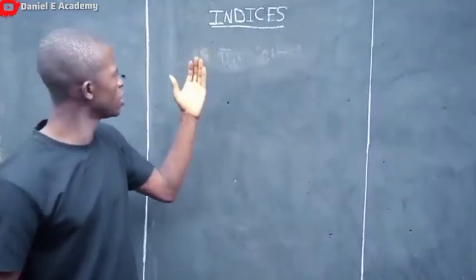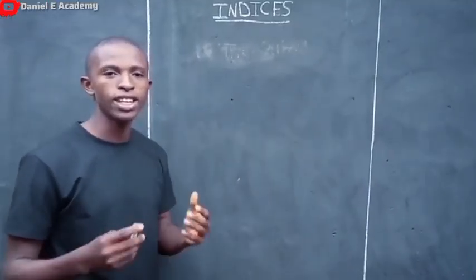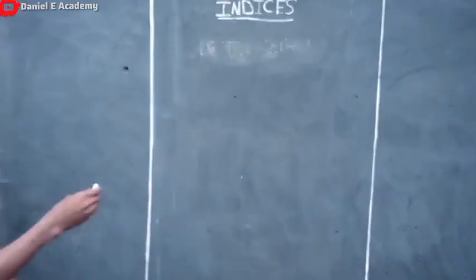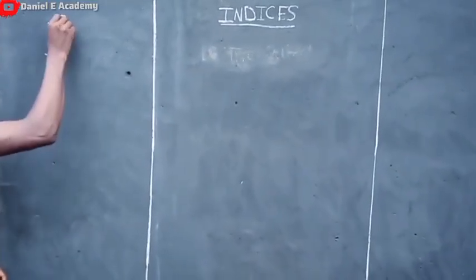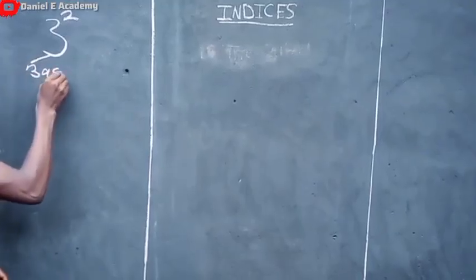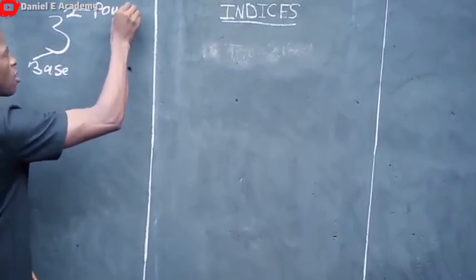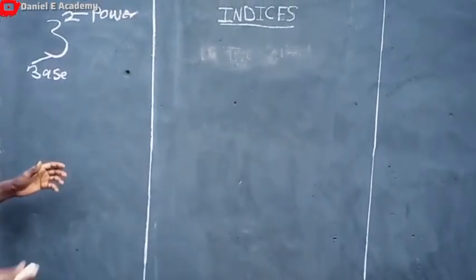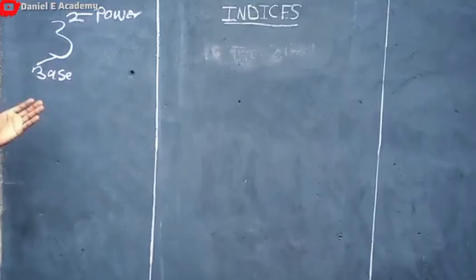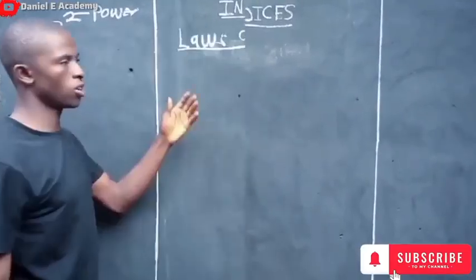Let's get started. Indices, as it's written on the board. Indices is the plural of index, which means power or exponent. Let's take for example 3 to the power of 2. This is the base and this is the power. So for us to solve questions or make use of the laws of indices, we must understand this first. 3 is the base, 2 is the power.